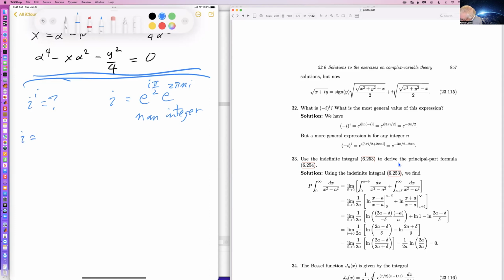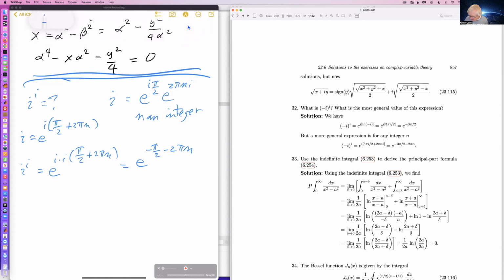So i is e to the i pi over 2 plus 2 pi n. So i to the i is e to the i times i pi over 2 plus 2 pi n, and this is equal to e to the minus pi over 2 minus 2 pi n. So you see, originally, this 2 pi ni is completely innocuous when you write i, but when you take i to the i, it makes a difference.